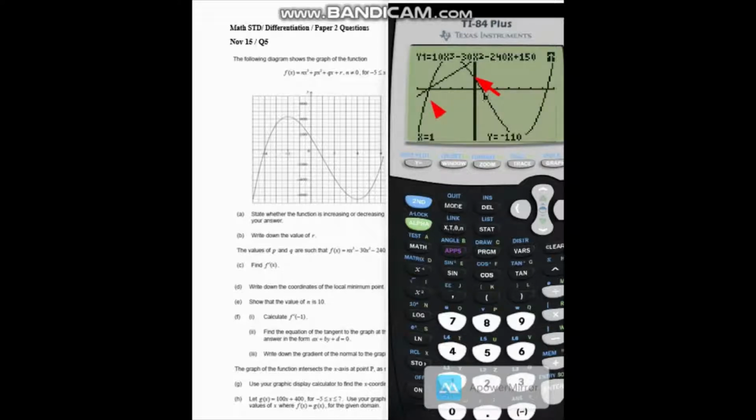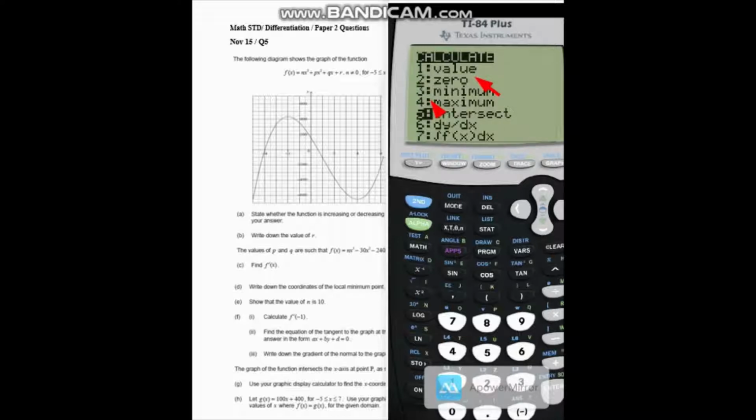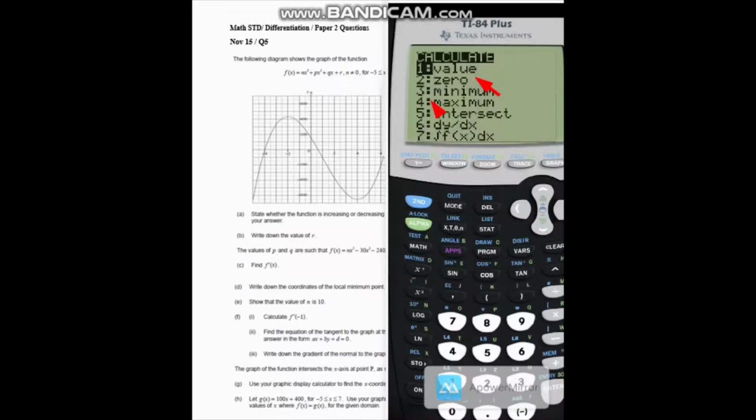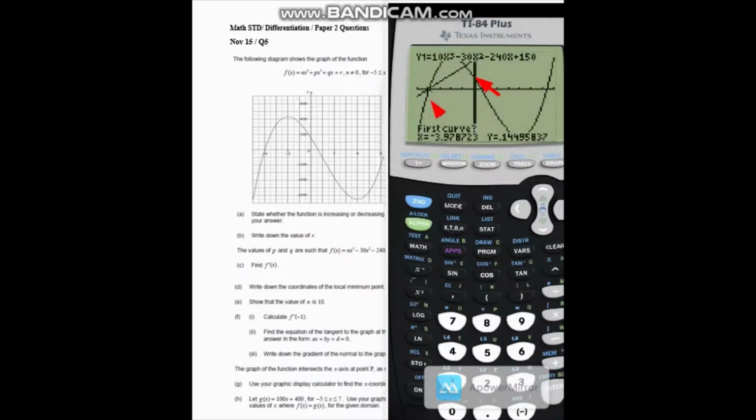So second trace, intersect. There is my first curve close to the intersection. There is my second curve, and there is my guess. So the first intersection is at -3.97. Second trace, intersect. First curve, second curve, and guess. So the next is -0.808 or 809, and we are done.